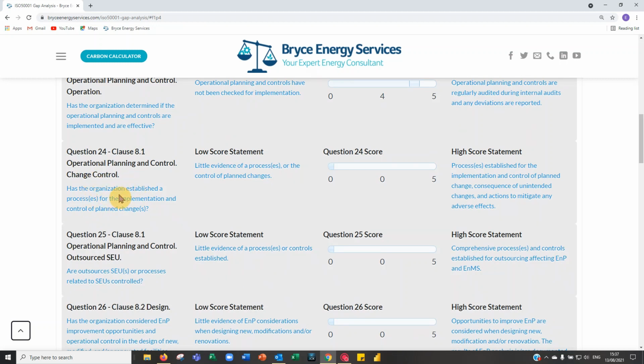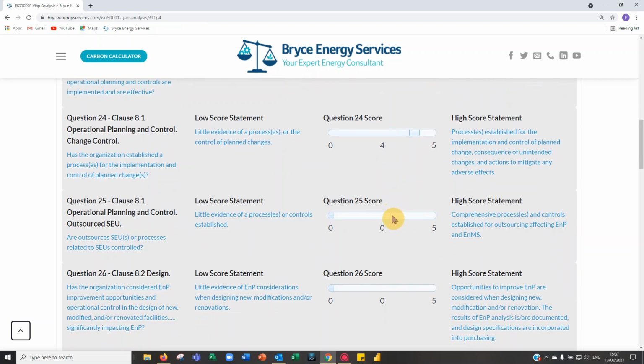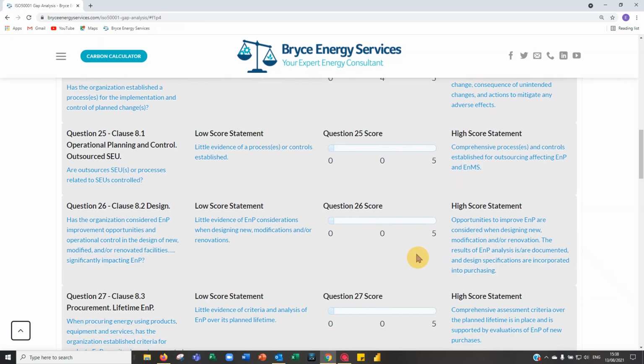Change control. Has the organization established process of implementation control of planned changes? So if you're changing your process or your system, what's the change control procedure? Who signs it off? Is energy efficiency at the heart of it? So processes established for the implementation and control of planned change, consequence of unintended changes and actions to mitigate any adverse effects. Risk register. Have you put your control through a risk register? Added line items. So this is where integration of the system, and actually reading the high score statement gives you a fairly good idea of what you need to be doing.